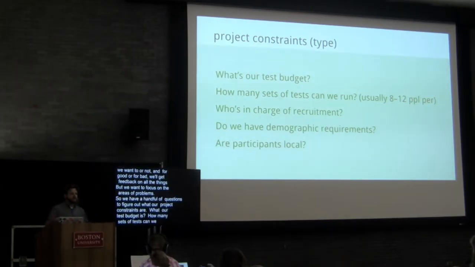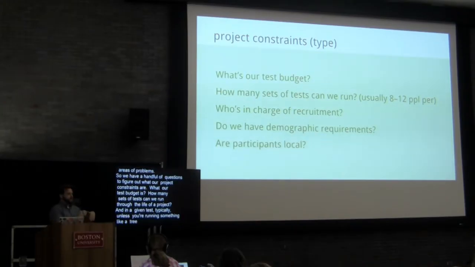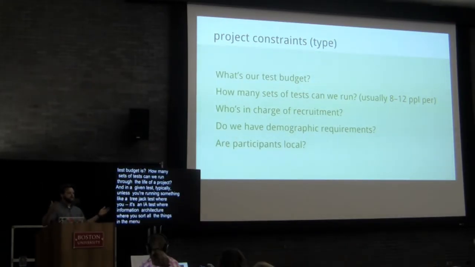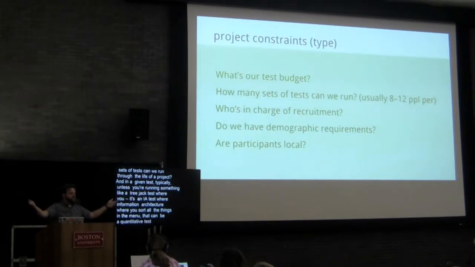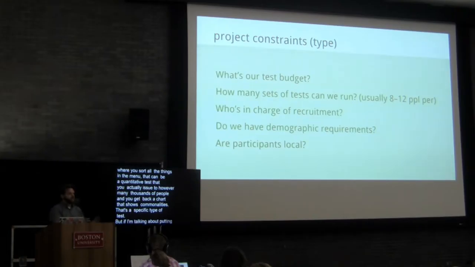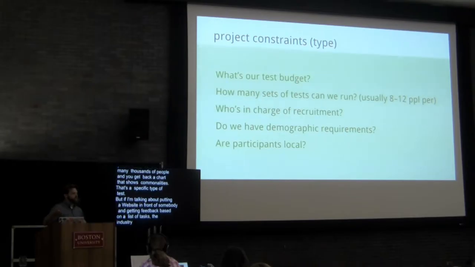And in a given test, typically, unless you're running something like a tree jack test, where it's an IA test, where information architecture, where you sort all the things in the menu, that can be a quantitative test that you actually issue to however many thousands of people, and you get back a chart that shows commonalities. That's a specific type of test. But if I'm talking about putting a website in front of somebody and getting feedback based on a list of tasks, the industry number is 8 to 12 participants before you start losing return on investment.